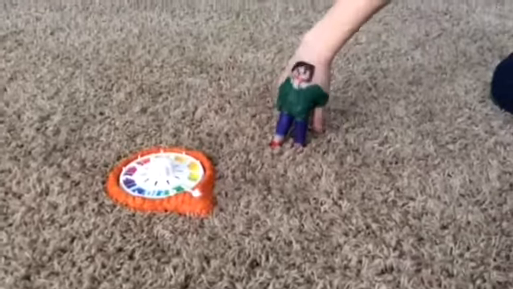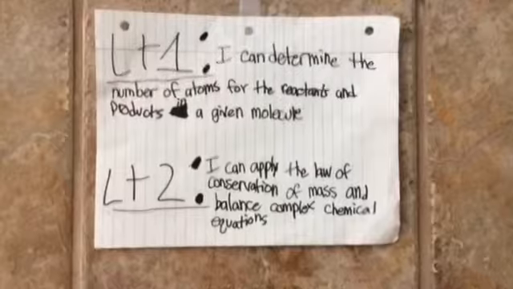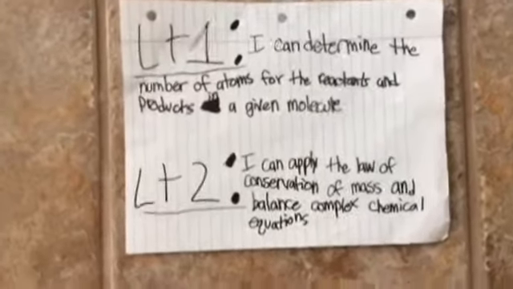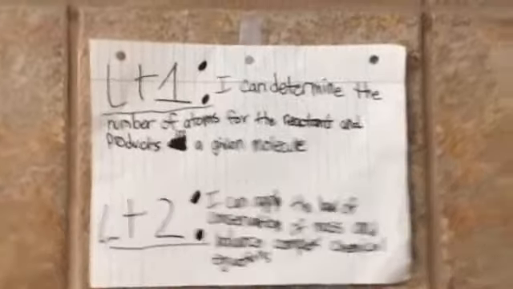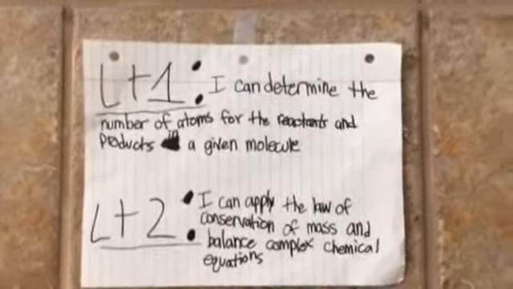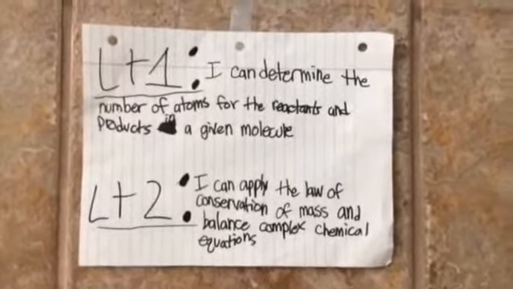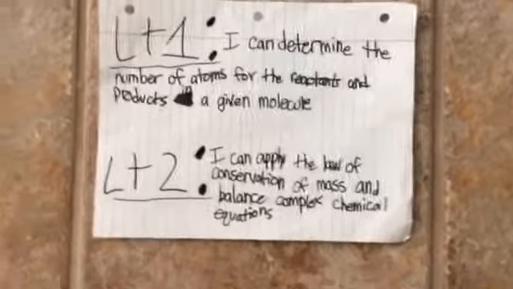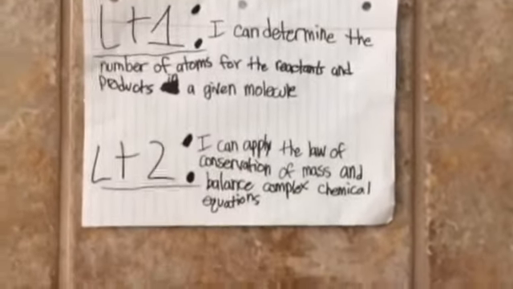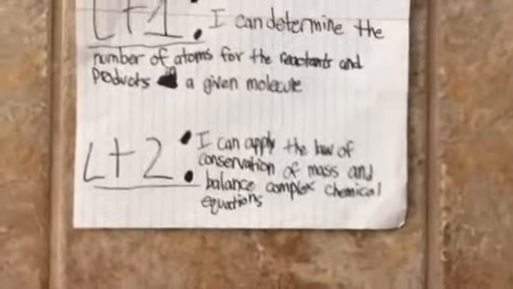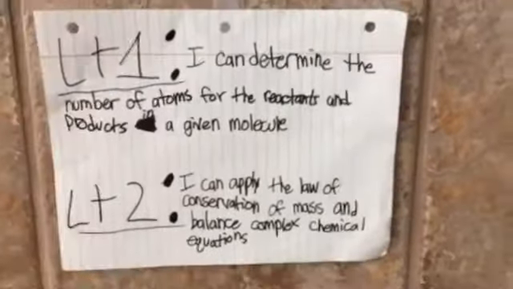Let's look at the board for this week's theme. Okay, well, thanks, Edward. The whiteboard says that this week's theme is Learning Target 1 and 2. Learning Target 1: I can determine the number of atoms for the reactants and products in a given molecule. Learning Target 2: I can apply the law of conservation of mass and balance complex chemical equations. Back to you, Edward.